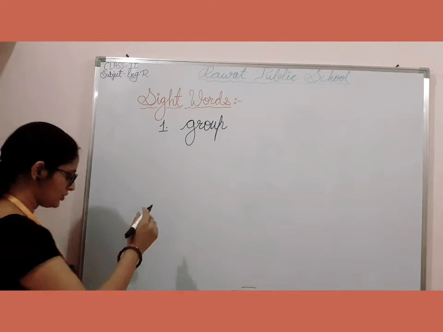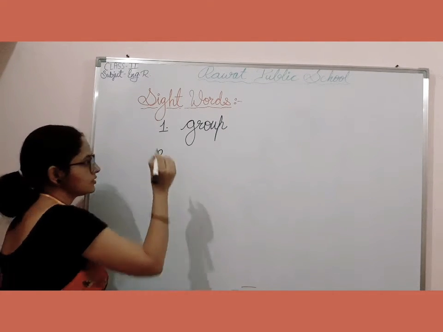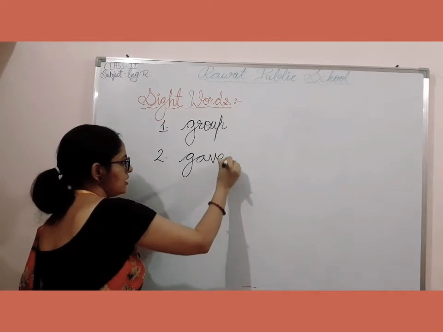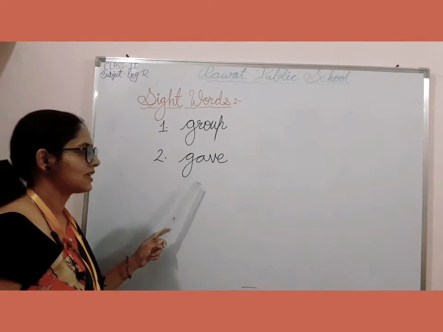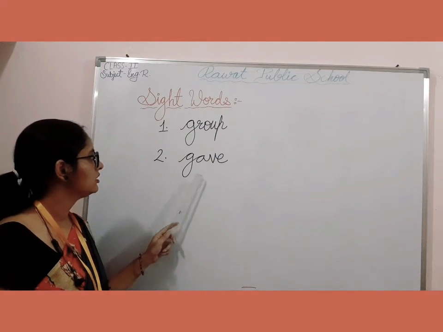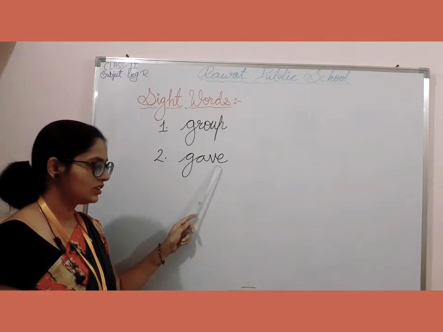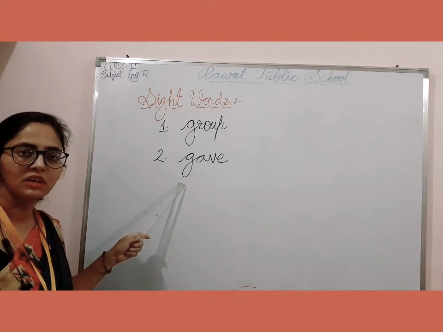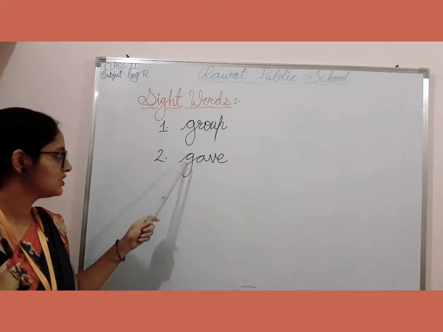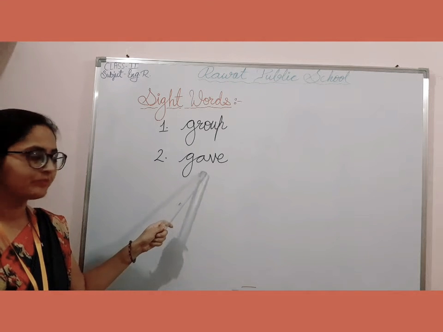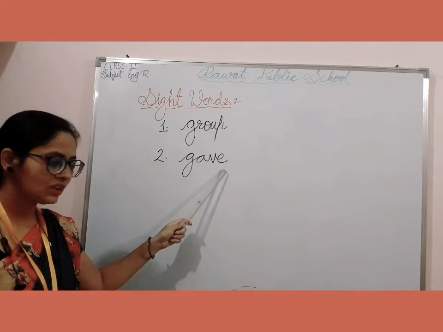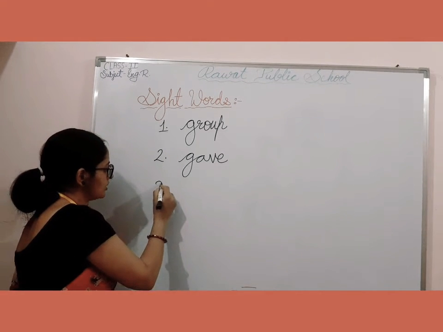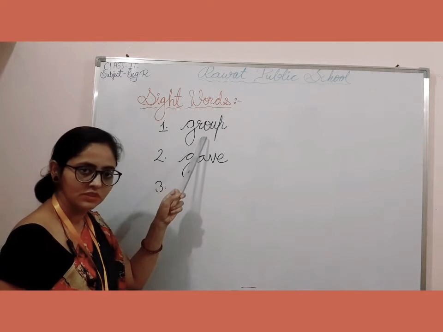The second word I am going to write. See on the board. G A V E. The second word, G A V E. Give. What is the word? Give. G A V E. Give. Okay.